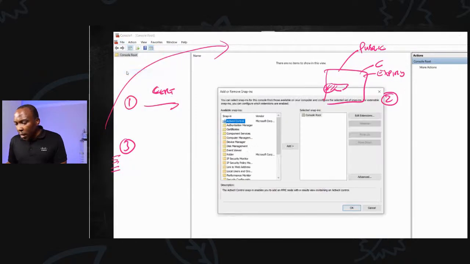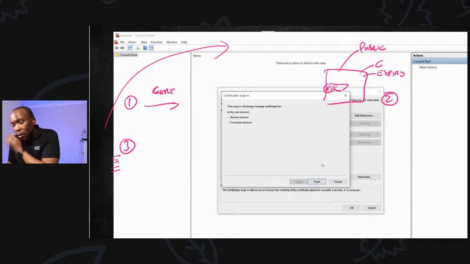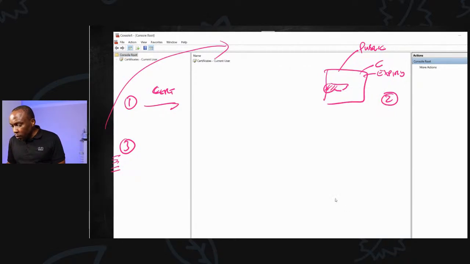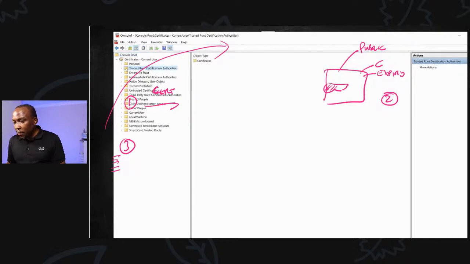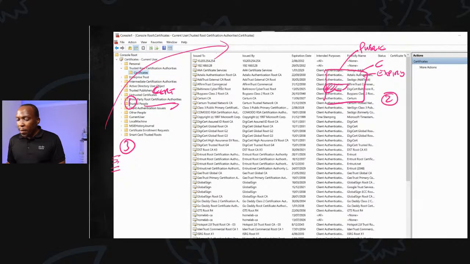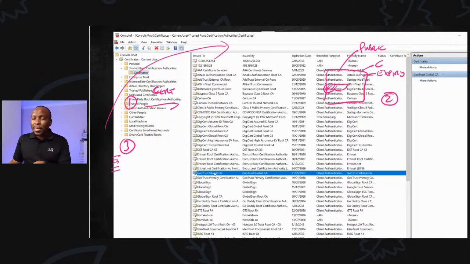So if I were to add my certificates and finish that, expand that. Okay, so you see this Trusted Root Certification Authorities. If I open this, these are the root certificate authorities that my computer trusts. So if I receive a certificate, I then check who signed that certificate. If the certificate was signed by any of these trusted authorities, then I am going to trust that certificate. Why? Because I trust the party who signed the certificate.